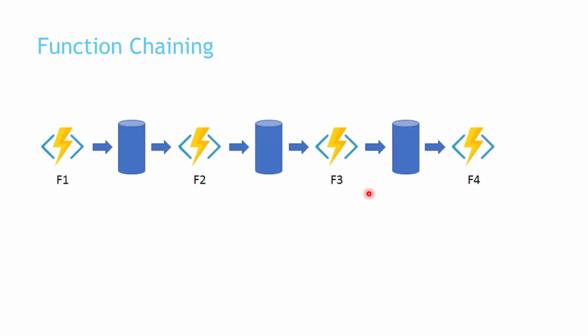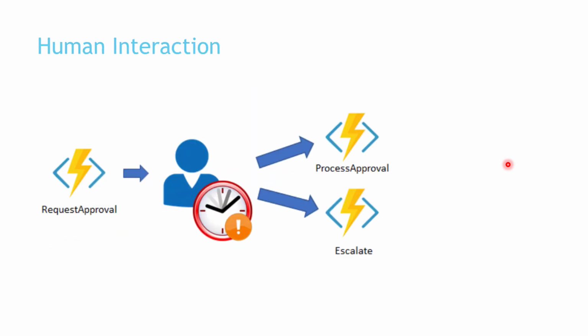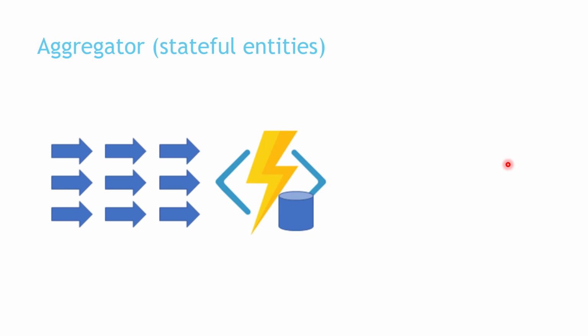Also, we have function chaining. When the output of one function is going to be the input of another function and so on, and then you want to have one output at the end. Also, you could use it as an HTTP API or monitoring or human interaction or aggregator.